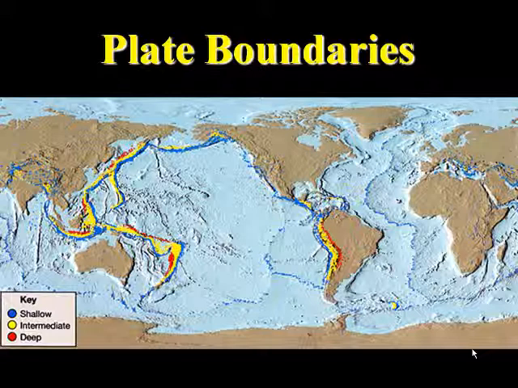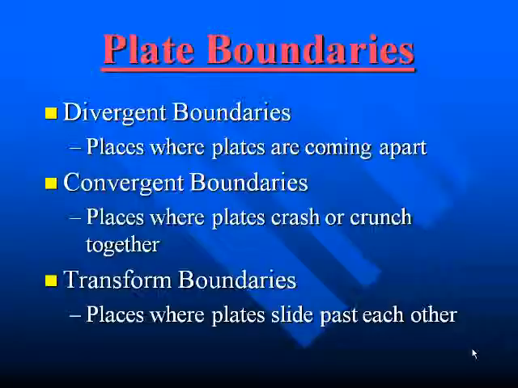And again, you can see them really clearly in the map. You can see that the geology matches and just makes a lot of sense. So there are 3 different types of plate boundaries. First type is a divergent boundary, and that's where the plates are moving away from each other. The convergent boundary is where the plates are moving toward each other. And then the transform boundary is where they're sliding past each other.